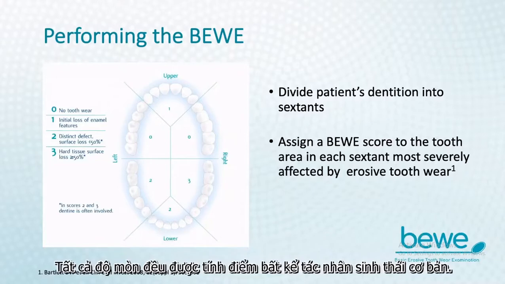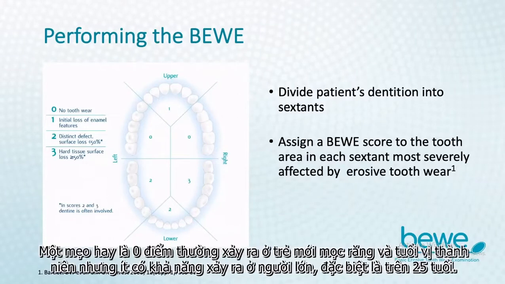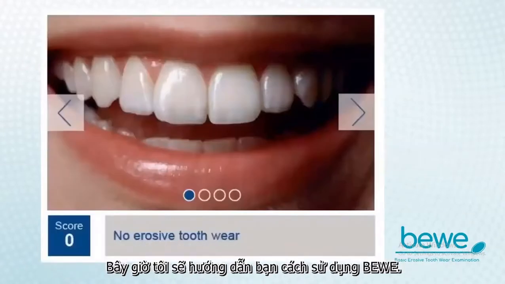All wear is scored regardless of the underlying etiological agent. It is easier to recognise more severe wear, grade 3, and grade 2 is easier to recognise than 0 or 1. A good tip is that grade 0 would normally be expected to be seen in newly erupted teeth found in adolescents, but is unlikely in adults, particularly over the age of 25. I'm now going to guide you how to use the BWE.